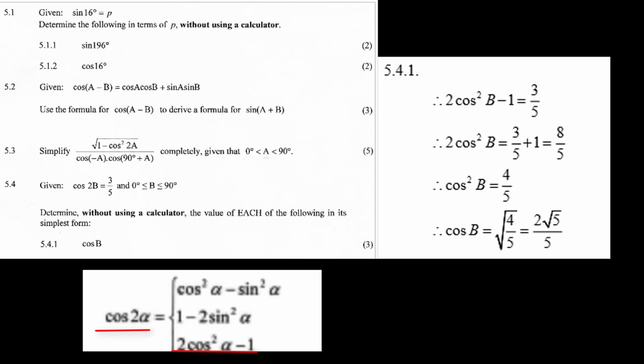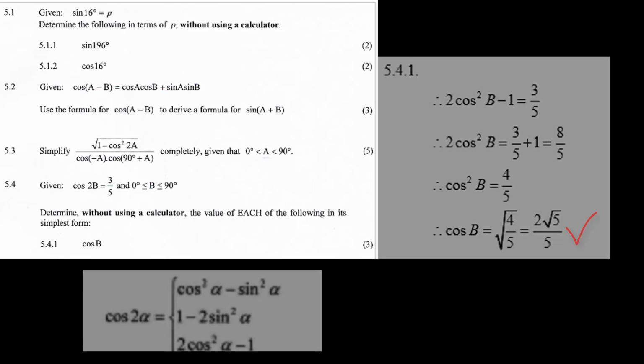Question 5.4.1. For 3 marks, given cos 2b equals 3 over 5 and 0 degrees is less than or equal to b and less than or equal to 90 degrees, determine cos b without using a calculator, in its simplest form. From the info sheet, cos 2b equals 2 cos squared b minus 1. Therefore 2 cos squared b minus 1 equals 3 over 5. So 2 cos squared b equals 3 over 5 plus 1 equals 8 over 5. Cos squared b equals 4 over 5. Cos b equals the square root of 4 over 5 equals 2 root 5 over 5.